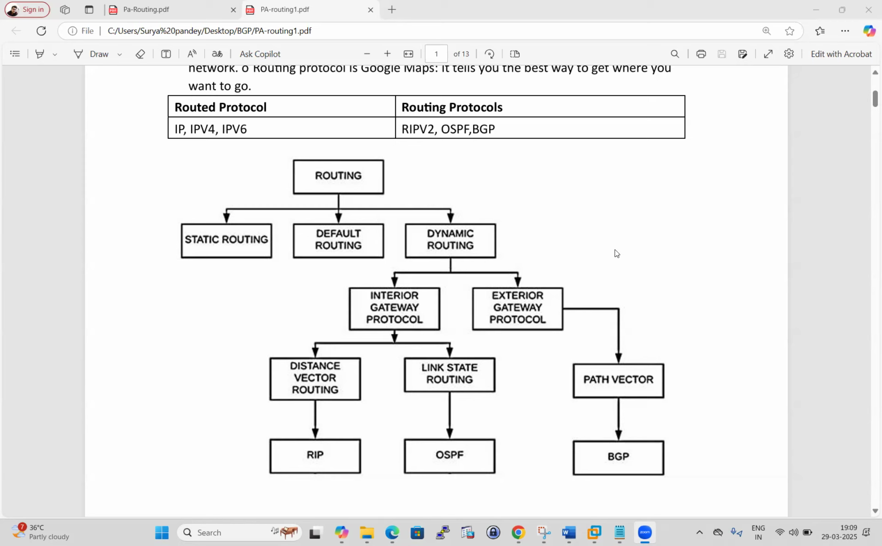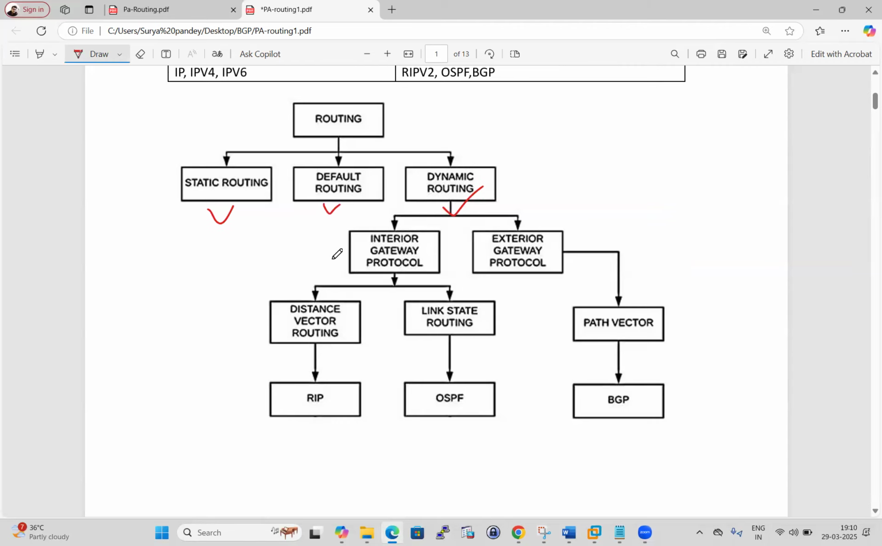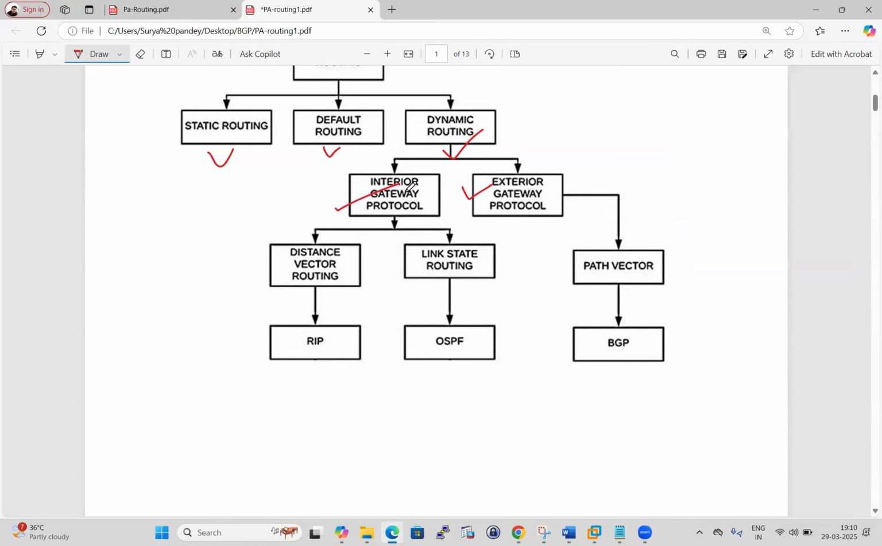Before starting with Palo Alto, we need to understand what routing is and how many types of routing there are. In routing, there are types like static routing, default routing and dynamic routing. In dynamic routing, we have interior gateway protocols and exterior gateway protocols. In interior gateway protocols, we have distance vector routing protocols, that is RIP, which is not used much in production in companies. Then we have link state routing, and OSPF is part of link state routing.